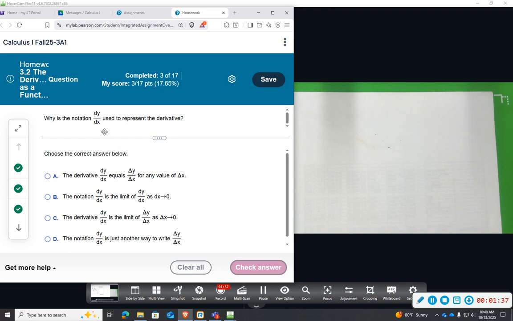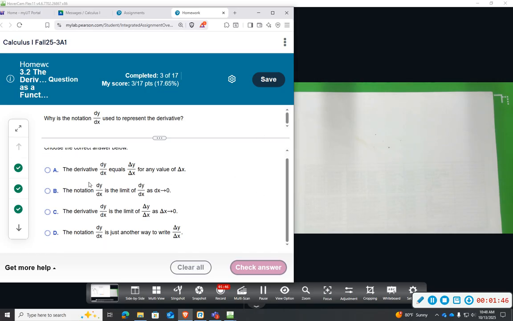All right, and then it says why is the notation dy dx used to represent the derivative. So this is again one of the definitions in the text. The derivative dy dx is equal to the change in y over change in x for any value of x. The notation dy dx is the limit of the change in y over the change in x as the change in x goes to 0. Here is what we're looking for.